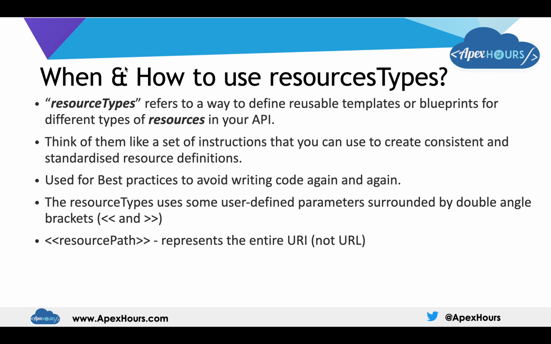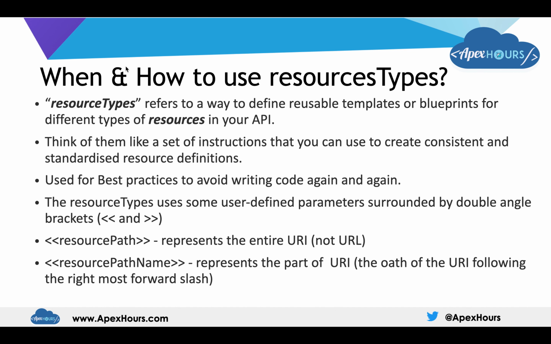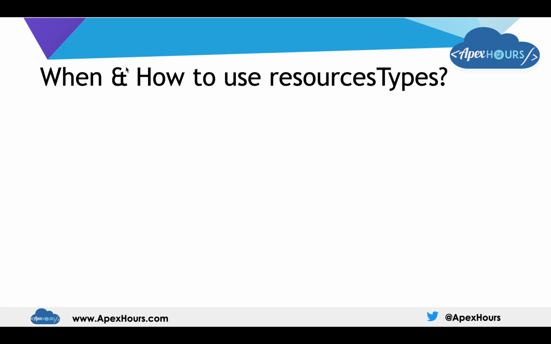Okay, so if you mention resource path within double angle brackets, then it represents the entire URI, not the URL. There's a difference between URI and URL. The URL is the whole URL with the host and all. And if you define resource path name, then it represents the part of the URI following the rightmost forward slash. I will show you in the example.